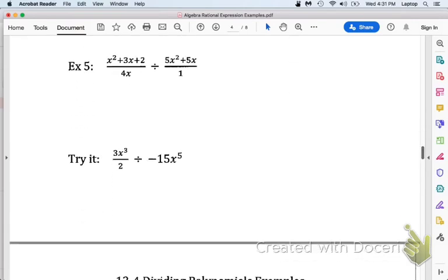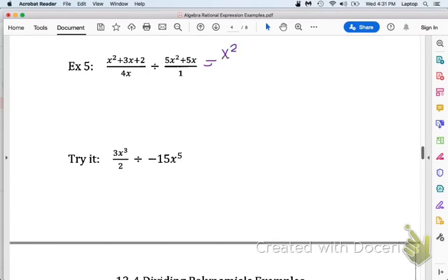Okay, this is example 5. Again, we want to put it in the right form, which is going to be keep, change, flip. The second fraction that you're seeing, this 5x squared plus 5x over 1, you may not see the 1. It could just have the first fraction divided by the 5x squared plus 5x. So I've already taken the liberty of putting it over 1, so in case you see some of the work, make sure that you do that.